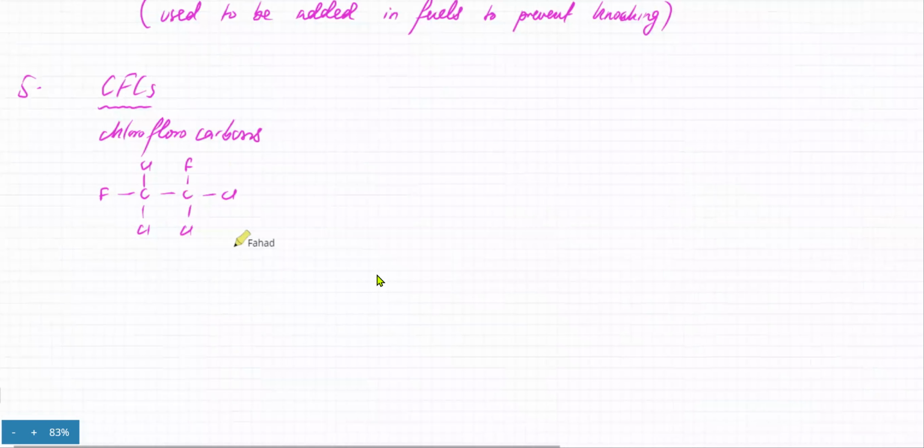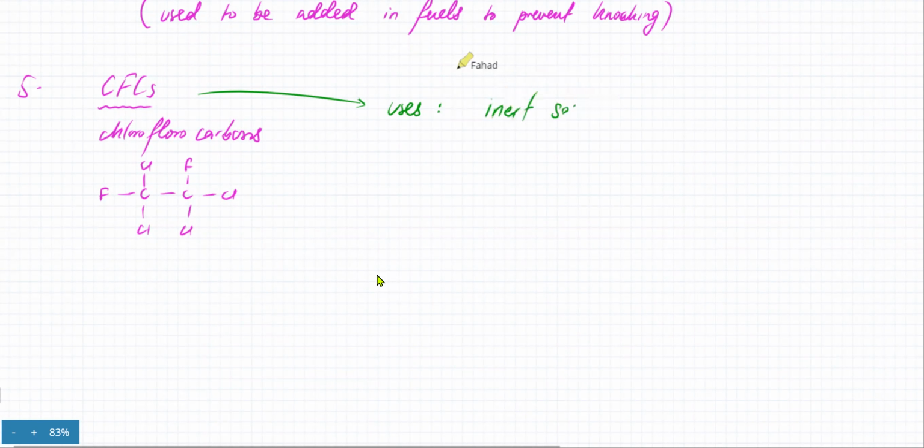Now, CFCs are very useful compounds. First, their uses. Extremely useful. First thing, they're inert solvents. They're inert and they're volatile. Inert means they're not going to react with anything.